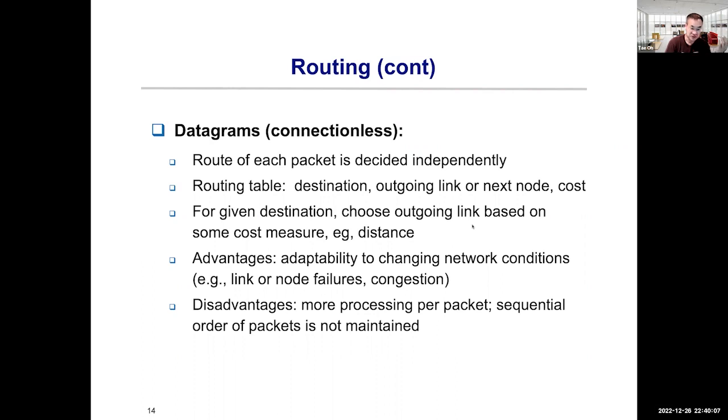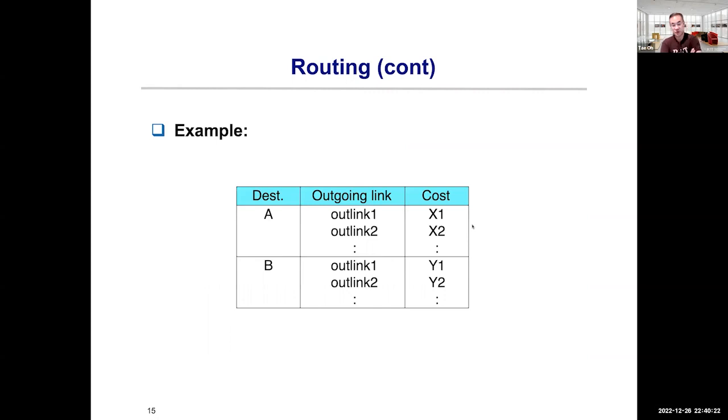Okay, so the disadvantage is more processing per packet. So it has to think a lot. It has to process per packet. When you think about the connection link, it doesn't have to either come in one link to send it out the outlink, right? So in this case, the table is totally different.